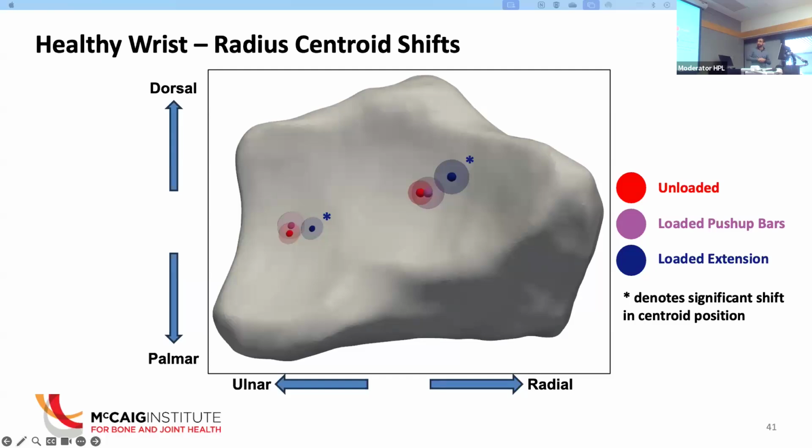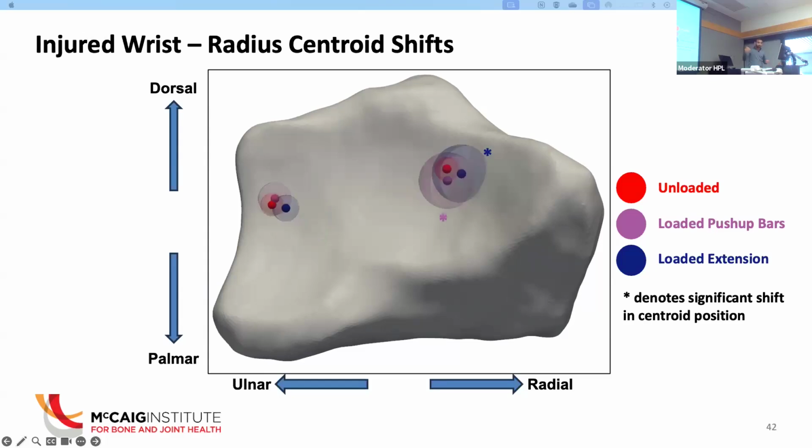And we see a significant shift in the centroid when in extension, it's shifting radially, and that is consistent with what has been found in previous literature when that hand is in extension. Then moving on to an injured wrist here. So all of these centroids have shifted dorsally and radially compared to the healthy wrist.